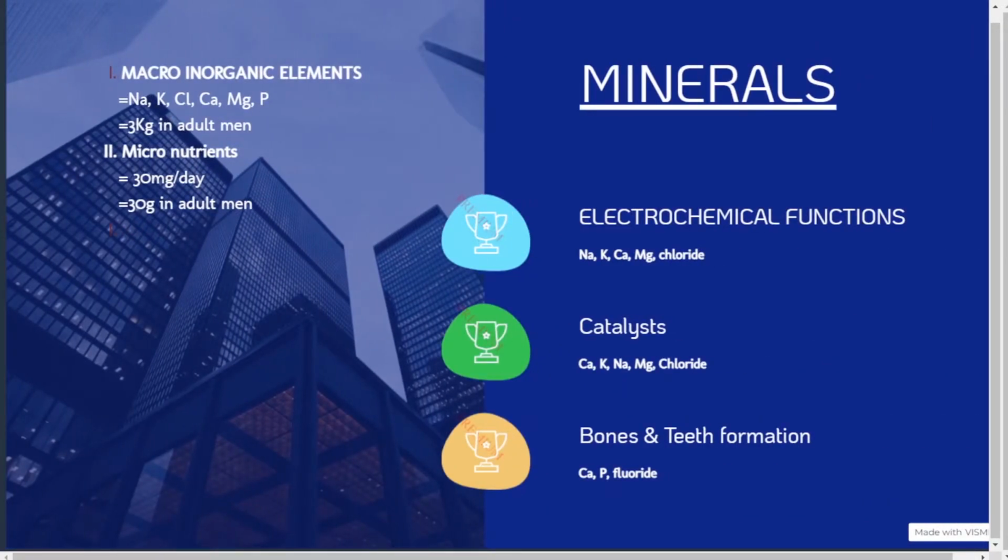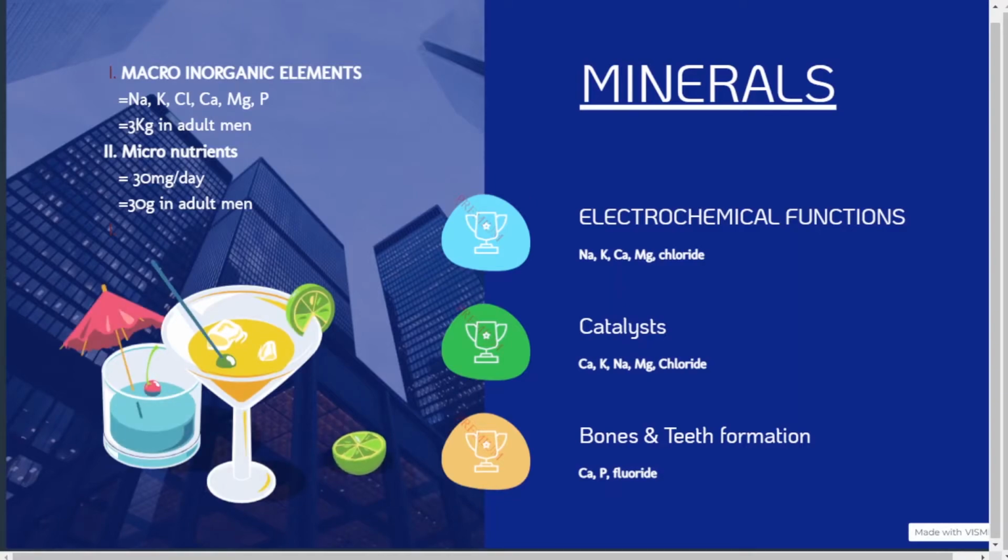Coming to minerals, first of all, you have to understand the functions of minerals. Minerals help in nerve transmission and proper fluid balance. There are many functions of minerals, but just understand that in nerve transmission, minerals play a great role. Minerals can be classified into two major types: macro minerals, which I have written as macro inorganic elements, and micro minerals or trace elements.